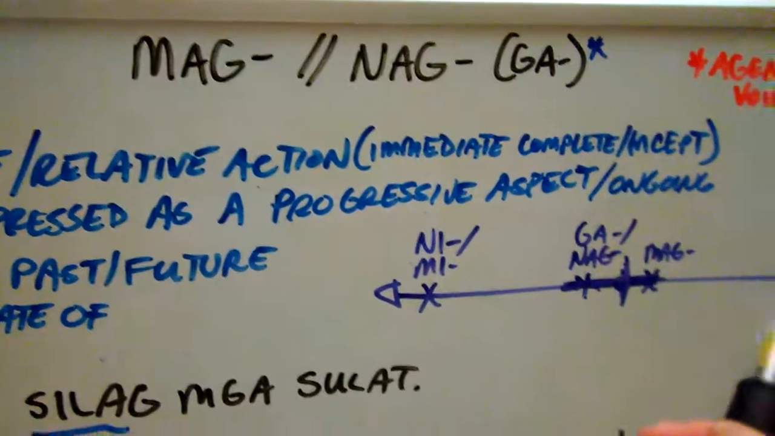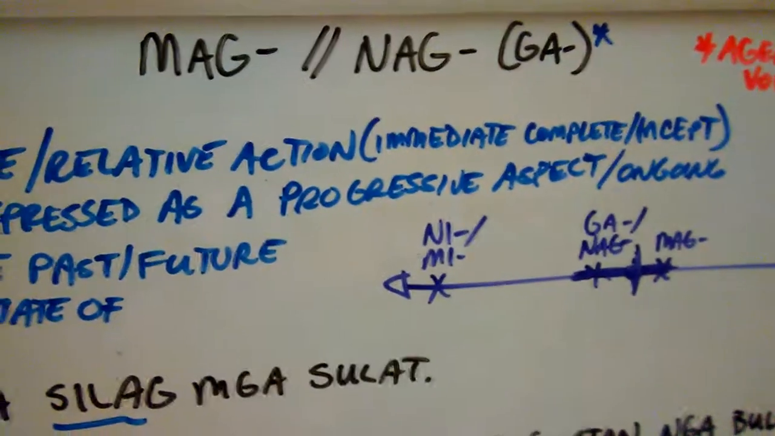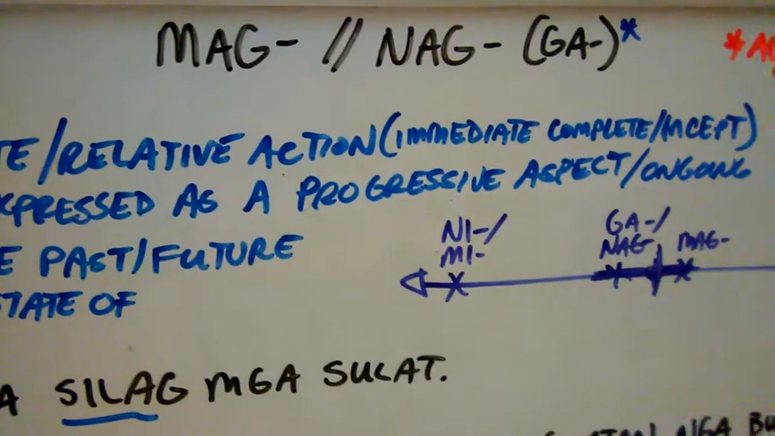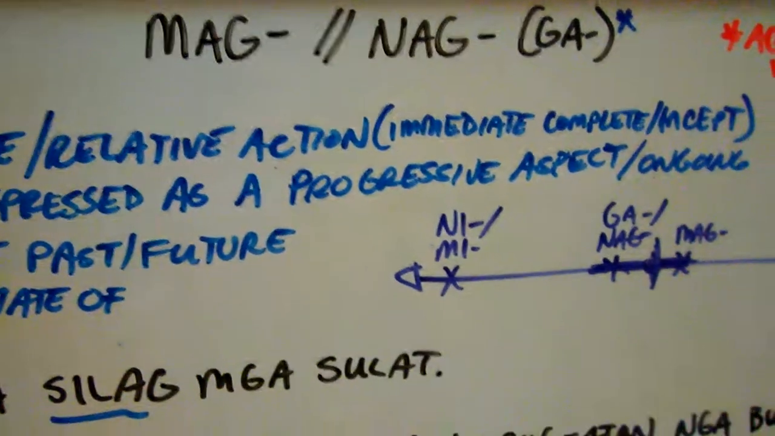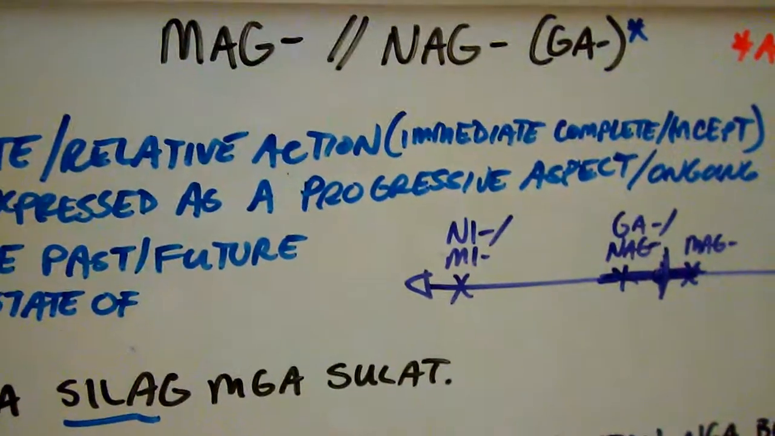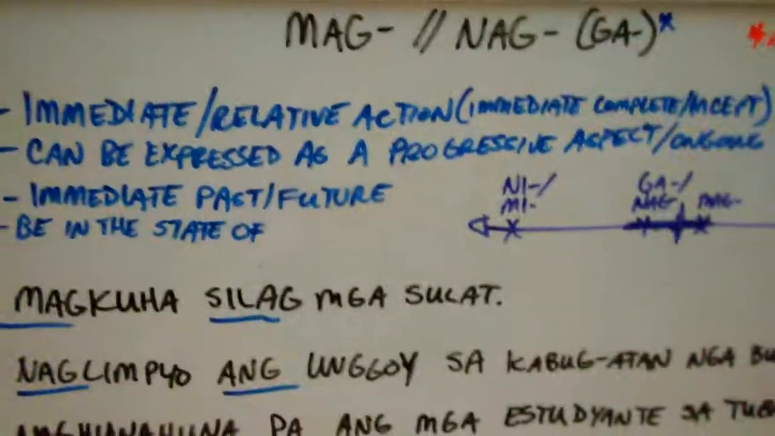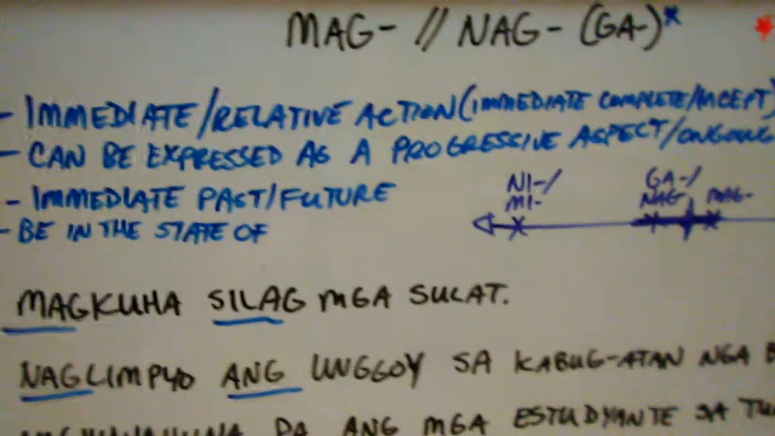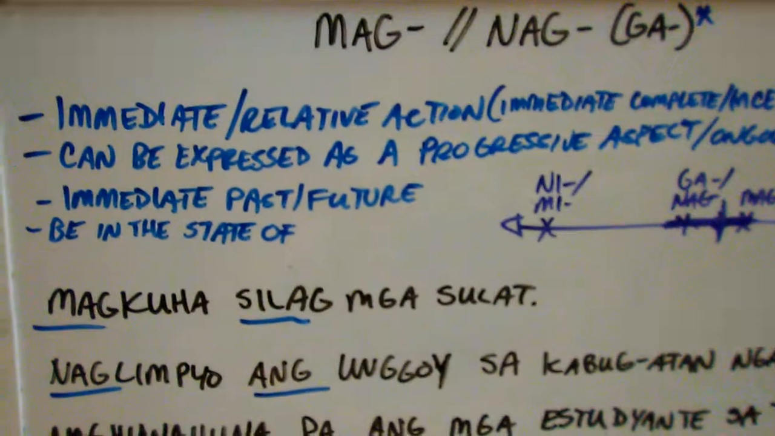So mag and nag. Again, we're looking at the agent voice for this. So we will be using agent voice type conjugation, and that means we have to match the mag and nag conjugations with the ang set of markers. Again, the ang set of markers. So what does mag and nag indicate? They indicate immediate or relative action. So immediate, complete, or incepting actions.